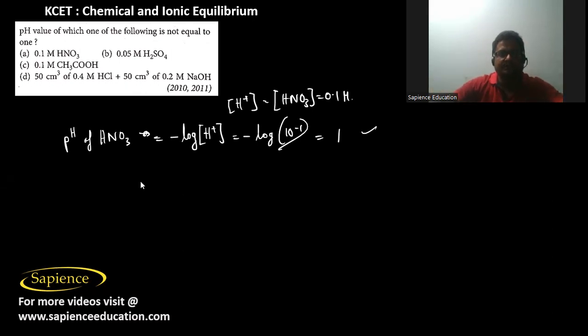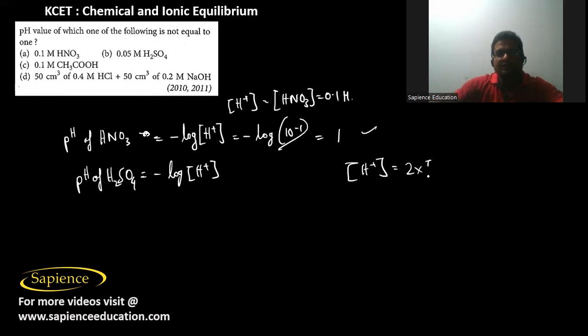So now here, pH of HNO3 will be equal to 1. And here it is told that we need the one whose pH is not equal to 1. Now pH value of H2SO4 will be equal to minus log of concentration of H plus ion. The concentration of H plus ion for H2SO4 will be twice the concentration of H2SO4, since 1 mole of H2SO4 will give 2 moles of H plus ion. So that will be 2 times 0.05 molar, that is 0.1 molar. So that will also be equal to 1.